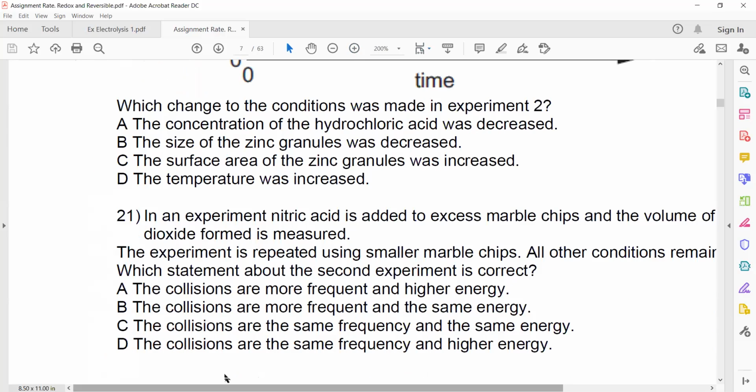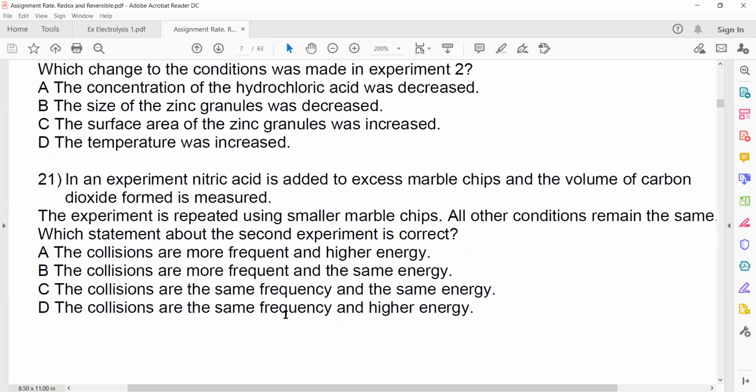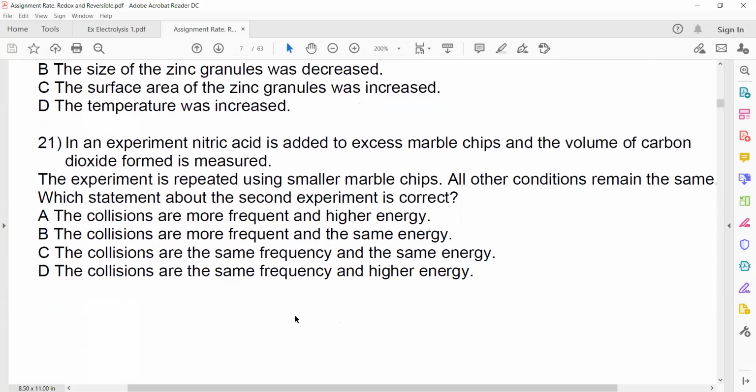In an experiment, nitric acid was added to excess of marble chips and the volume of carbon dioxide formed is measured. The experiment is repeated using smaller marble chips and all the conditions are the same. Which statement about the second experiment is correct?